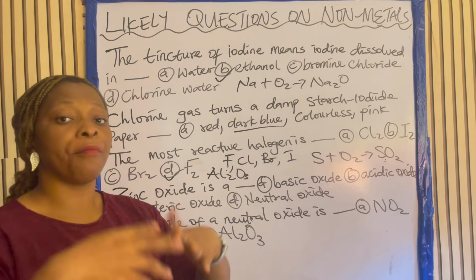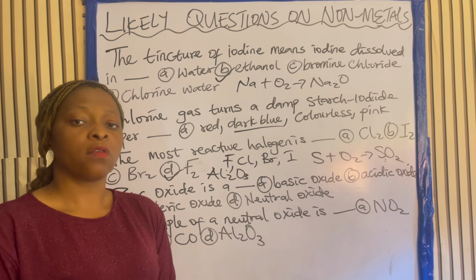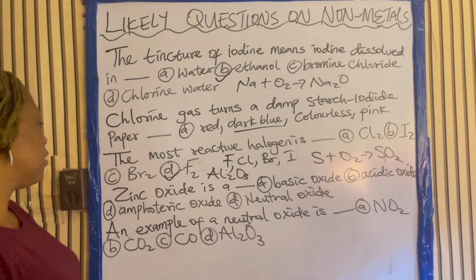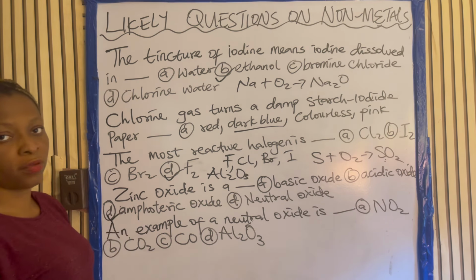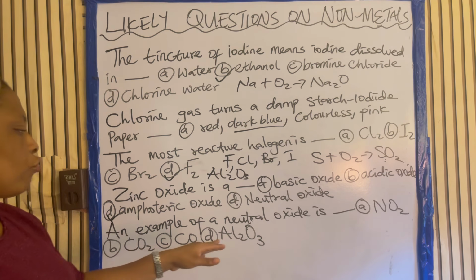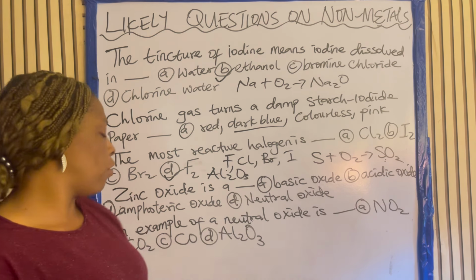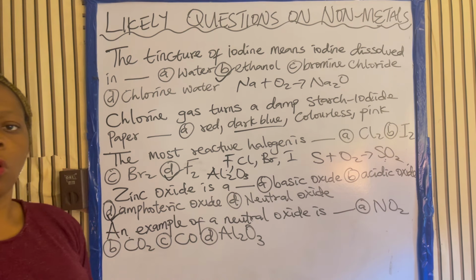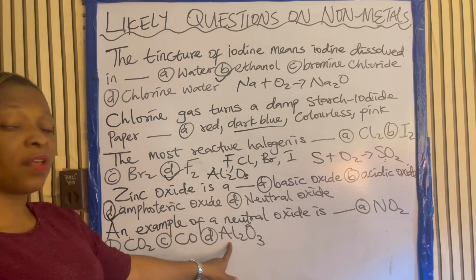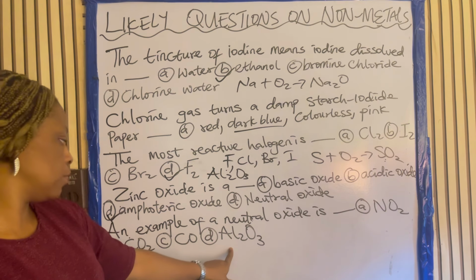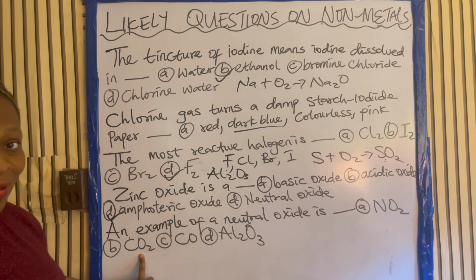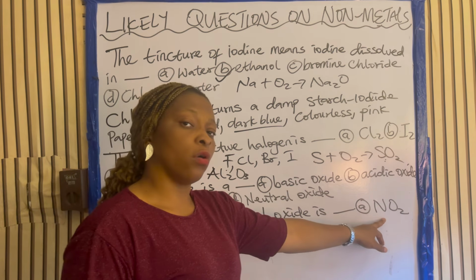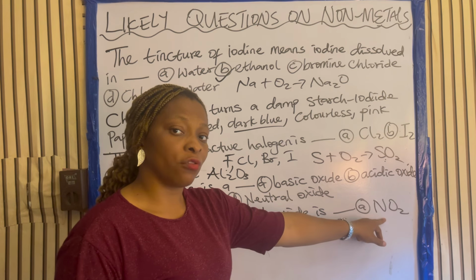So it is not all metals that form basic oxide. Some of them also form what? Amphoteric oxide. So zinc oxide is a what? An amphoteric oxide. Examples of neutral oxide are nitrogen 4 oxide, carbon 4 oxide, carbon 2 oxide, aluminium oxide. Now, aluminium oxide is amphoteric. Please take note. Carbon 4 oxide is what? Acidic because carbon is a non-metal. Nitrogen 4 oxide is what?